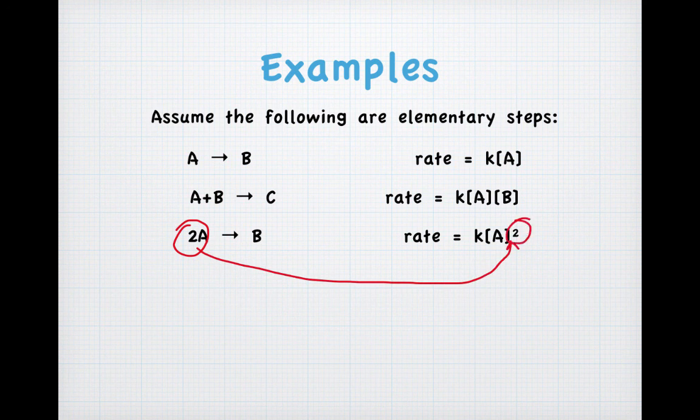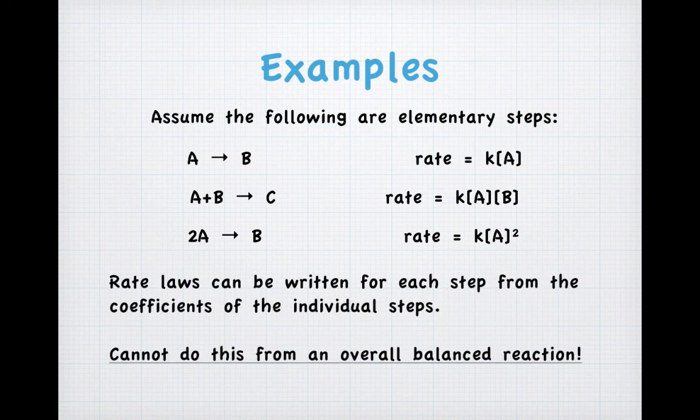Again, we can only do that for elementary steps. We cannot do it for an overall balanced reaction. So just to reiterate, rate laws can be written for each step in a mechanism directly from the coefficients of the reactants in those individual steps. But again, you cannot do this from an overall balanced reaction. So you want to make sure you don't get into that habit.